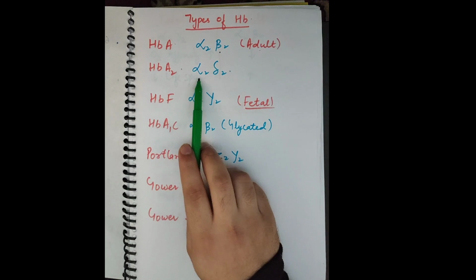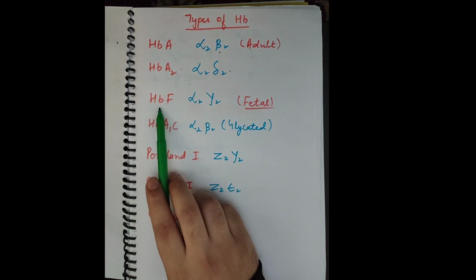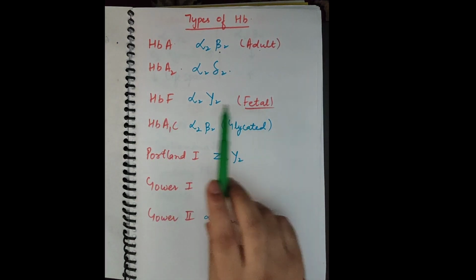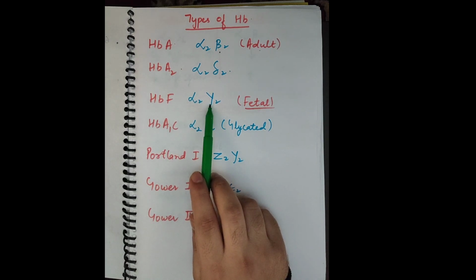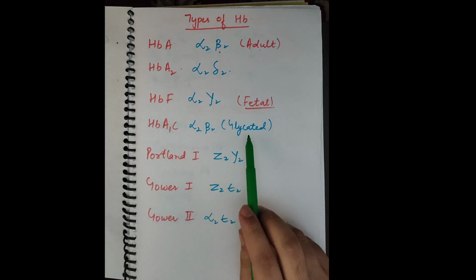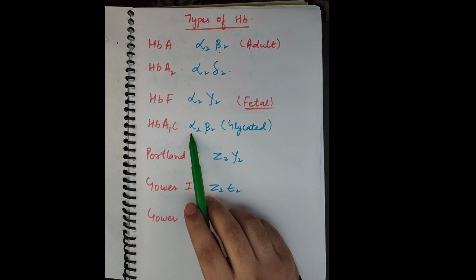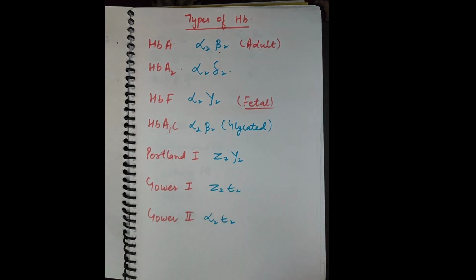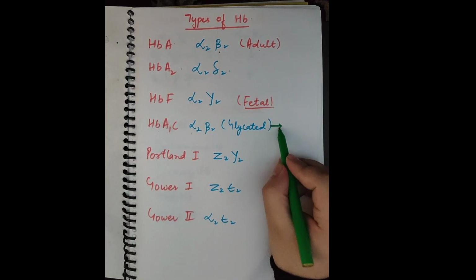HbA2 has 2 alpha and 2 delta chains. HbF, which is fetal hemoglobin, has 2 alpha and 2 gamma chains. HbA1c is a glycated hemoglobin, it also has alpha 2 and beta 2. अल्फा और बीटा दोनों के साथ ग्लूकोज भी जुड़ जाता है. That's why this is known as glycated, and it is important in case of sugar patients.